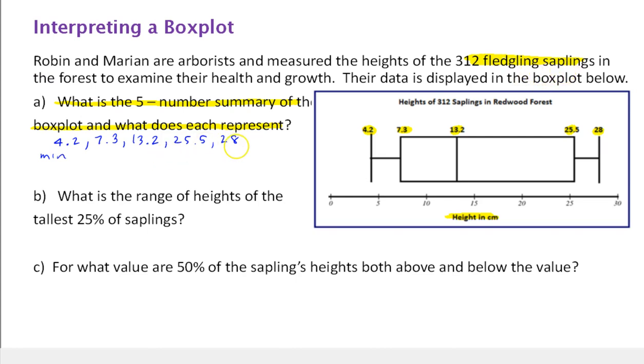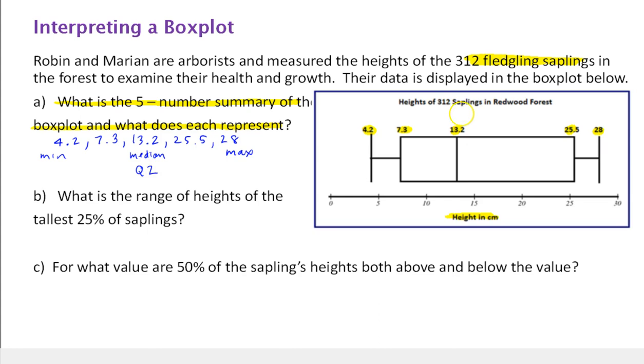Might as well jump to 28. 28 is the maximum value. The largest value of a sapling is 28 centimeters. Now, 13.2 we're already very familiar with. That is the median value, which now we also call Q2 for the second quartile.